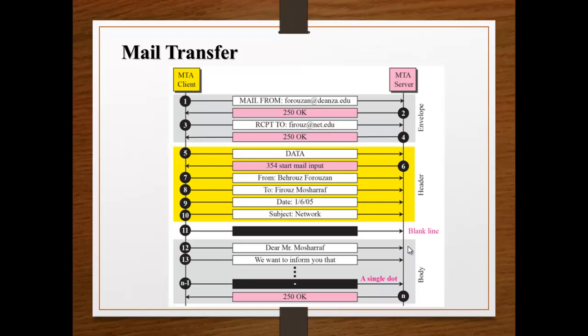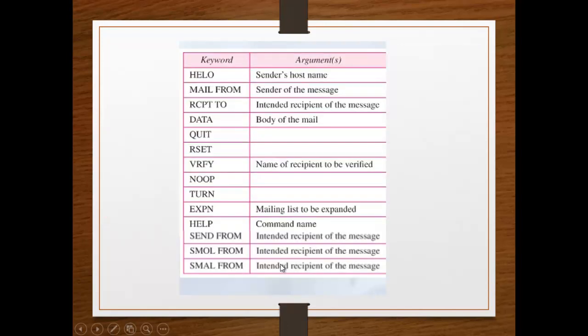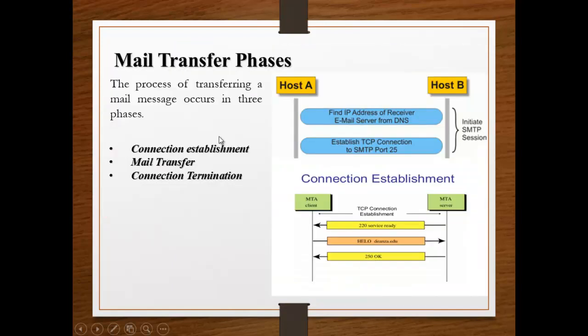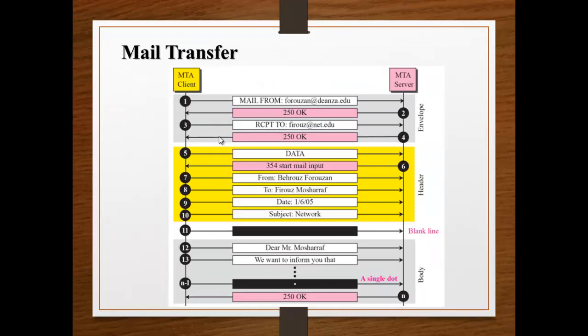For the mail transfer, you are going to use basically the first 4 commands. The hello command is already used in the connection establishment. The next 3 commands, that is mail from, recipient to, and then the data command, we are going to use. These three commands only will be used in the second phase of your SMTP protocol.